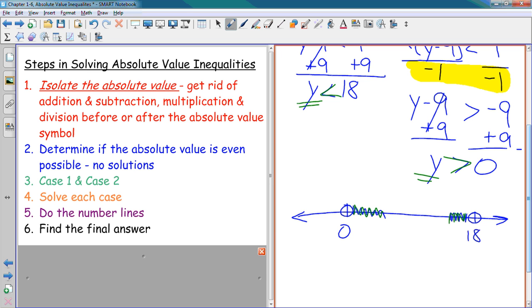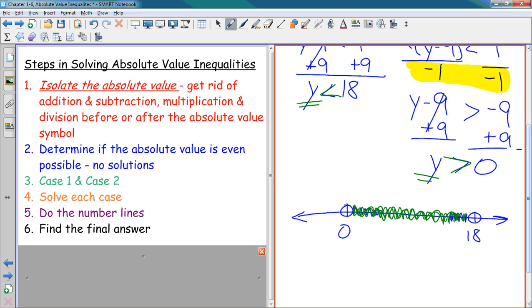Now, let me ask you this. What type of inequalities come together, and or or inequalities? These are going to hit each other. They're going to run into each other. Is this an and or an or? My final solution, is it going to be an and or an or? An and, because it comes together.